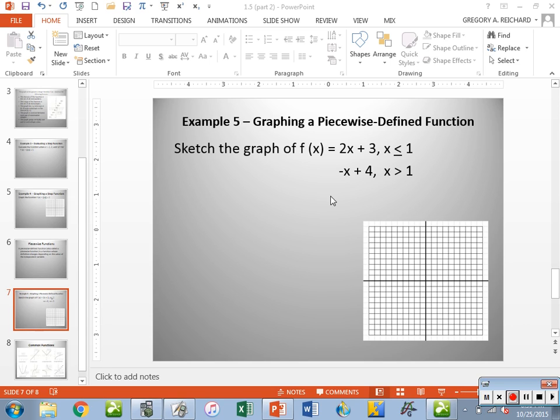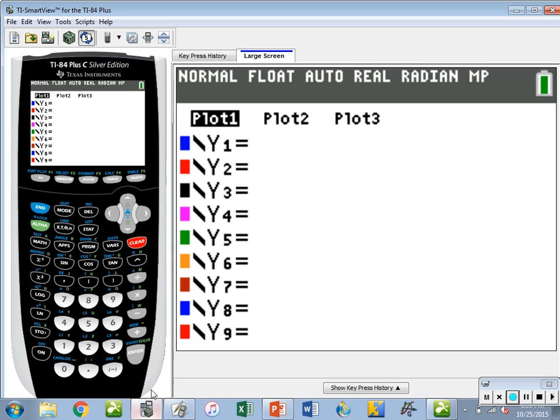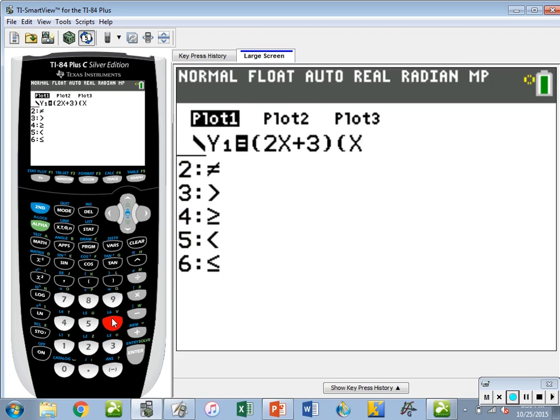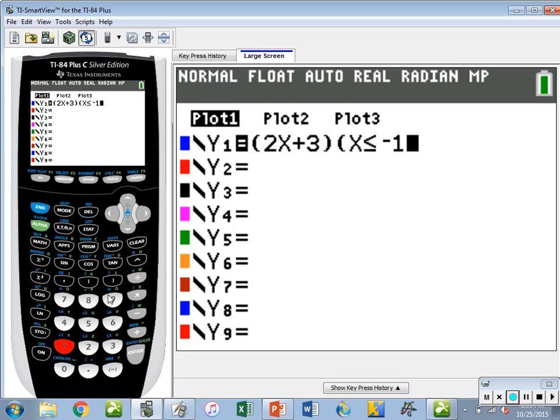So in terms of putting this into your calculator, it's a little bit of a weird looking thing that you're going to have to do here. So if you take the first piece, 2x plus 3 for x less than or equal to -1, if I go to y equals, I want to put first the function in parentheses, 2x plus 3. And then I want to put after that in its own parentheses the condition. x is, to get the less than or equal to sign, you have to press second and then math, which is the test screen. So I want to put in a 6 here for less than or equal to -1.